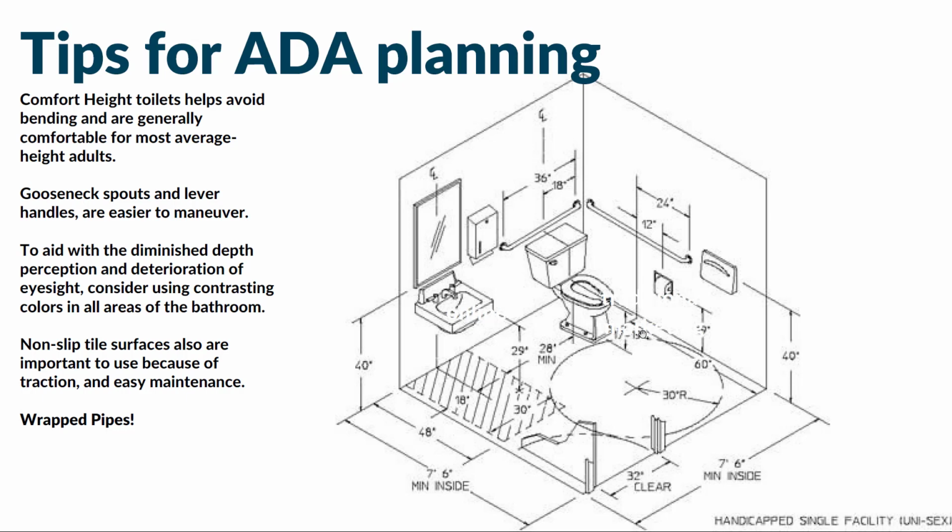Using high contrast colors in all areas of the bathroom can be extremely helpful. We want to think about using non-slip tile surfaces for traction, and it'll be easy to take care of. And then if we have any exposed pipes, particularly if we have a wall hung sink with pipes below, they must be wrapped so that an individual is not burned.